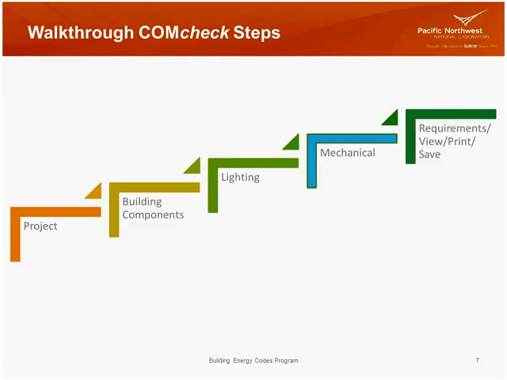So with COMcheck, again, this is just the basics. There's really a lot involved, and a lot of it is code dependent. But the basic steps are entering your project information, entering your building components if that's applicable to you. It might be that you're just doing lighting design, and that would be the next step, and or mechanical, and then the requirements tab, which takes you through all of the other mandatory requirements and validates whether they're going to be met or not, and then viewing, printing and saving that project.